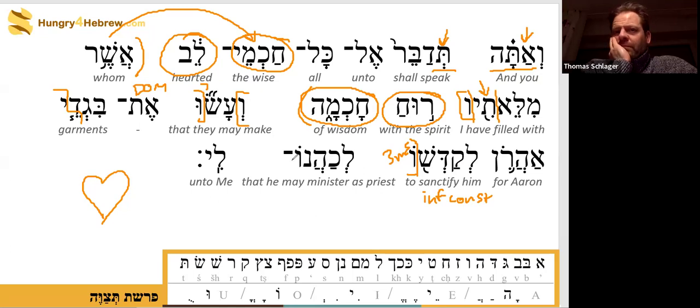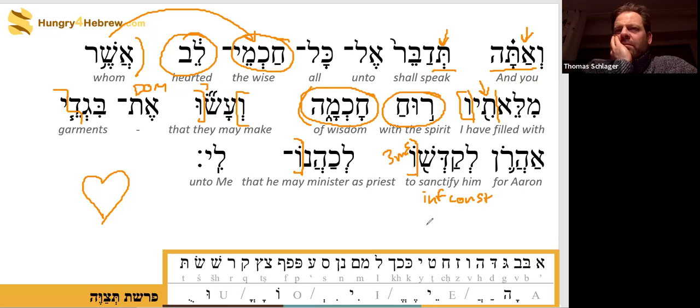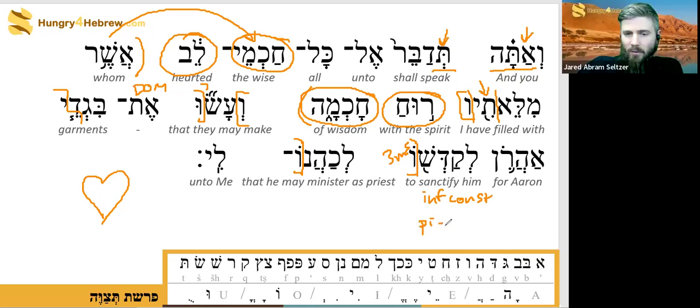Lechahano. This is essentially another example of this over here. And if you all know what I'm talking about, this is a PL verb, lekadesh. This is also a PL verb, lemale. This is also a PL verb, lechahen. And this is also a PL verb, ledaber. They all have the same pattern. So this is also an infinitive construct.